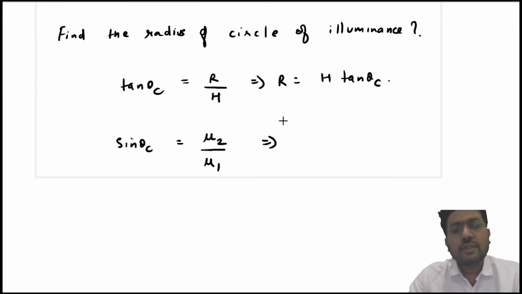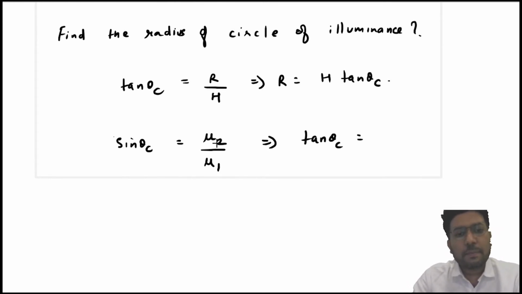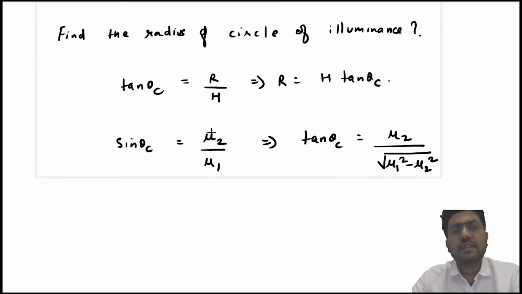From this you can find the value of tan theta c, because this is perpendicular by hypotenuse. So you have to find perpendicular by base. Now base will be what? Under root hypotenuse square minus perpendicular square. So from this you will get the value of tan theta c, and tan theta c is mu2 by under root mu1 square minus mu2 square, right? So this is the value of tan theta c.